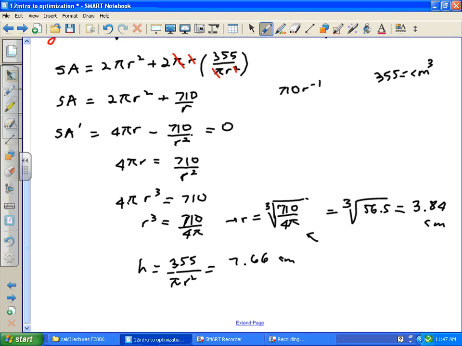And if you check what these dimensions mean, if the radius is 3.84, multiply that by 2 to get the diameter of the Coke can. So it's less than 8 centimeters. It turns out that this is actually a little bit wider than a typical Coke can. And then the height is 7.68, and the height is a little bit shorter than a typical Coke can. This might be maybe like some of the soup cans, but it looks like in the design of the Coke can they did not really use calculus.